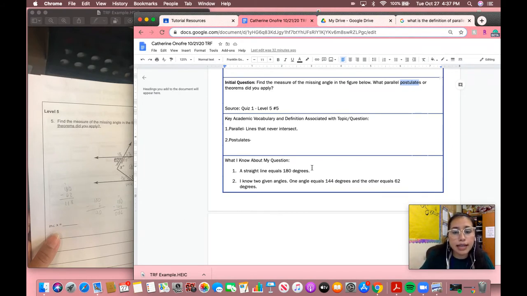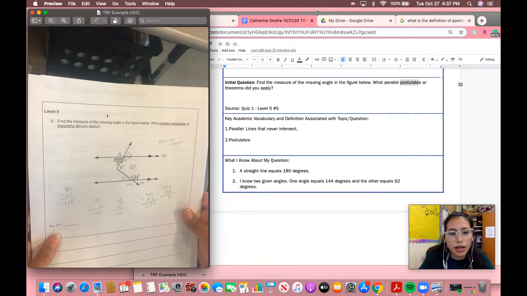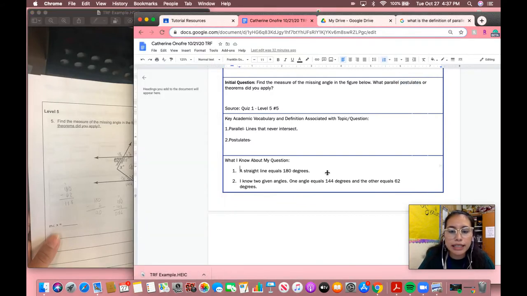Moving on to the next section, what I know about my question. Looking at the problem thus far, I see that there are 2 straight lines, and based on what I learned in geometry, I know that a straight line equals 180 degrees. All right, so that's what I put here and what I know. A straight line equals 180 degrees.